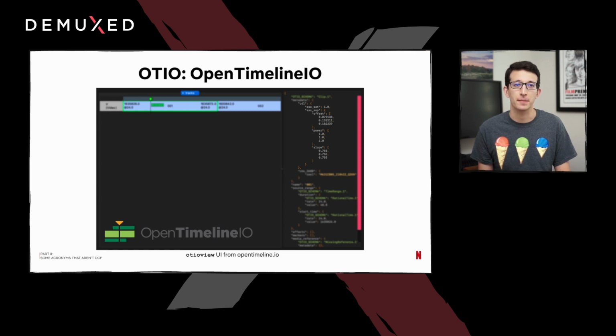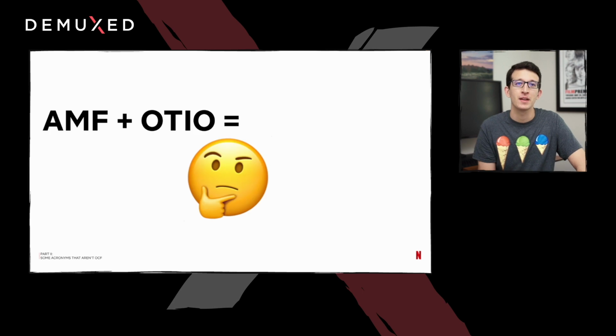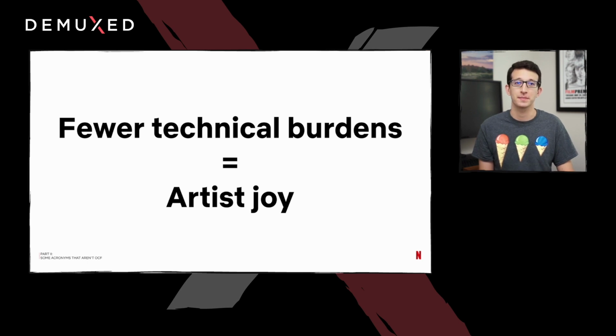It's in public beta. Pop quiz! It's time for some acronym math. Bet you didn't expect that. What could be built by leveraging both AMF and OTIO? It's not aimfoot, but combining these tools lets us open collaboration freely and effectively for editorial work. That way, this jungle of acronyms and technology does not burden our content creators.